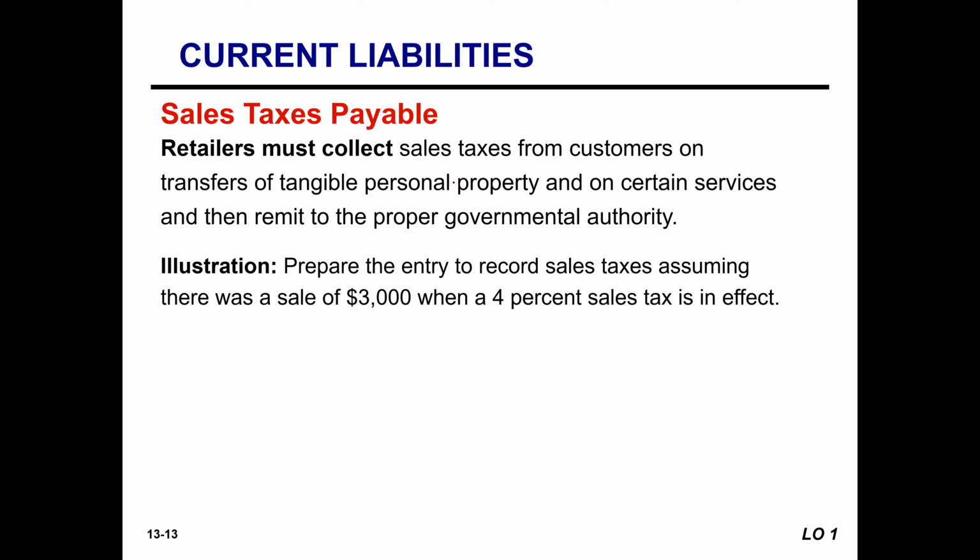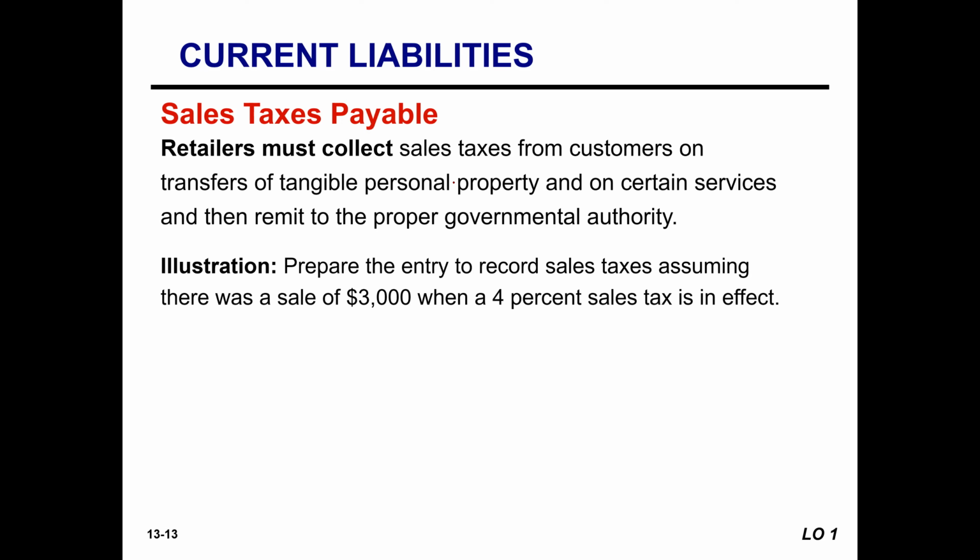So sales tax payable is a liability to Walgreens because, even though they collected the cash from you, they've got to turn around and pay that to the Department of Revenue. So that's a liability to the retailer. So just like it shows here, retailers must collect sales tax from customers on transfers of tangible personal property and on certain services, and then remit to the proper governmental authority.